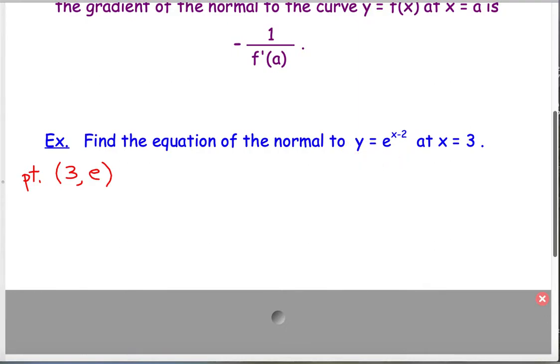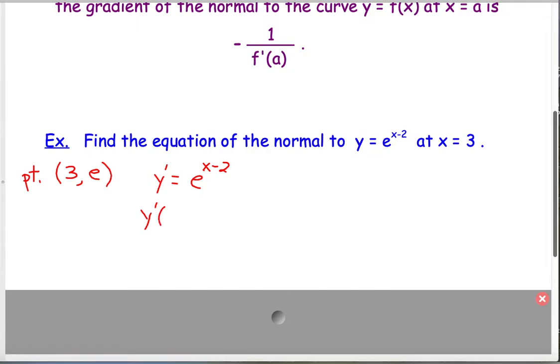So there's my point. And now I need to get the slope. So for the slope, I need to calculate the derivative. So y prime equals the derivative of e to a function of x is e to the function of x, and then times, for the chain rule, the derivative of x minus 2, which is just 1. So there's my general derivative.